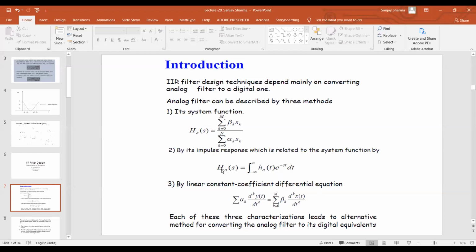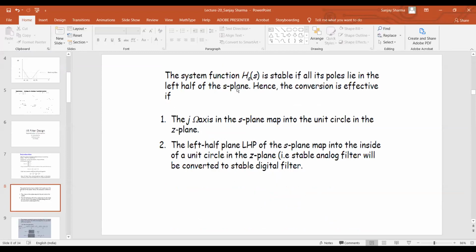So these three methods are there by which we can describe analog filters. Each of these three characterizations leads to an alternative method for converting the analog filter to its digital equivalent. Okay. Now, the system function H(s), what is H(s)? It is the transfer function or the system function for the analog filter.